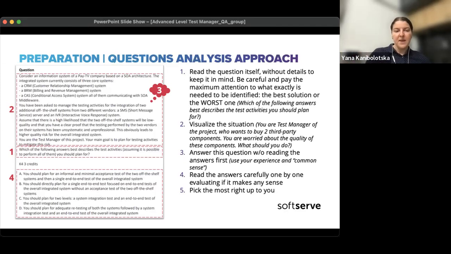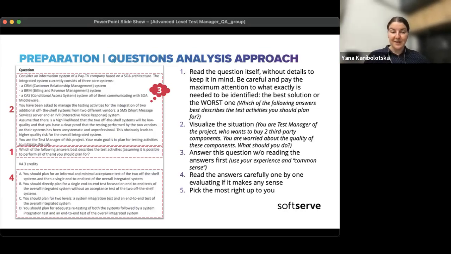We can go further. You should directly plan for a single end-to-end test focused on end-to-end test of the overall integrated system without an acceptance test. Okay, why? Why without an acceptance test? You are using some third-party components. Definitely not correct, right? The third answer is you should plan for 2 levels, a system integration test and end-to-end test of the overall integrated system. Looks legit, but one component is missed. Where is acceptance tests? So if you combine this one and acceptance test, it could be right.